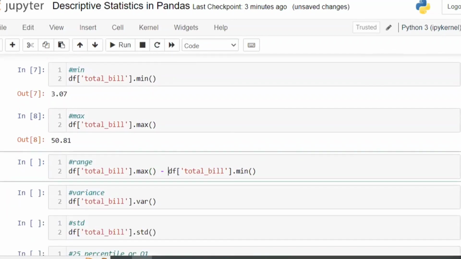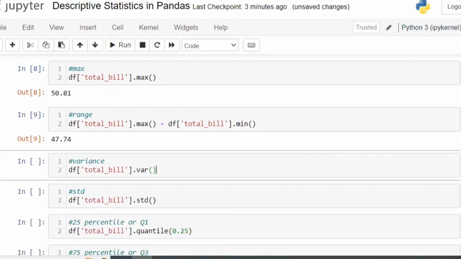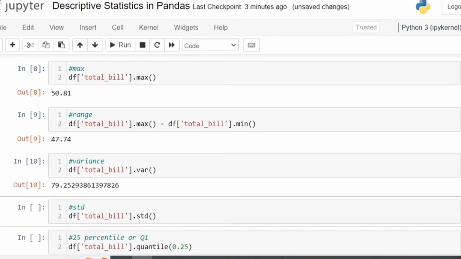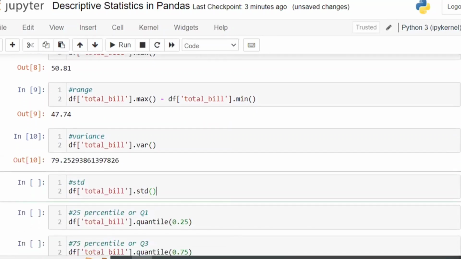That is nothing but 50.81 minus 3.07. It is the range, maximum minus minimum. And you are going to get the variance for that particular column with dot var. If you apply dot var, you are going to get the variance value. Dot std gives you the standard deviation value.